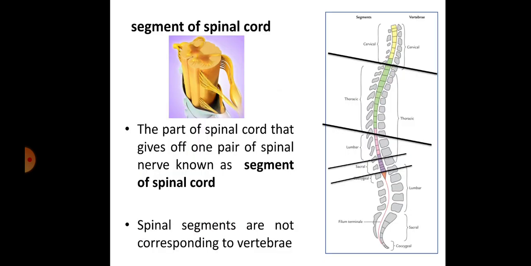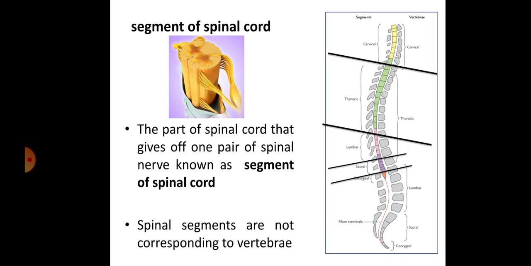Then come to the next point, segments of the spinal cord. What are the segments of the spinal cord? The part of the spinal cord that gives off one pair of spinal nerves is known as a spinal segment of the spinal cord.